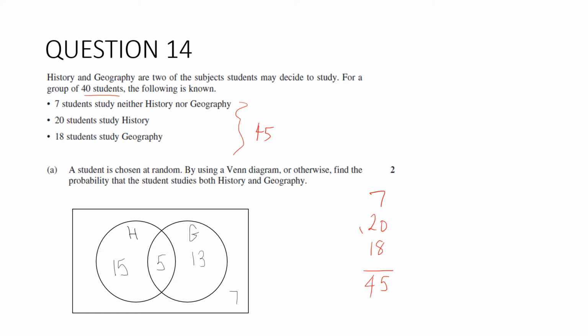A student is chosen at random. Find the probability they study both history and geography. So that's our overlap, isn't it? That's going to be 5 students out of a total of 40. Now with probability, you can just leave it as an unsimplified fraction if you want to, but if you want to, you can reduce it down to 1/8.